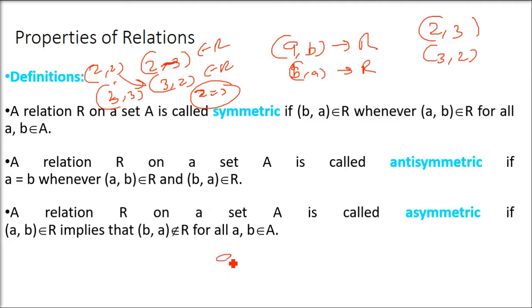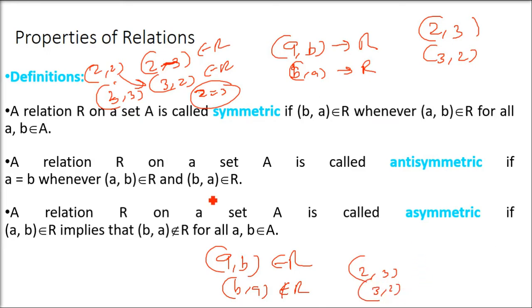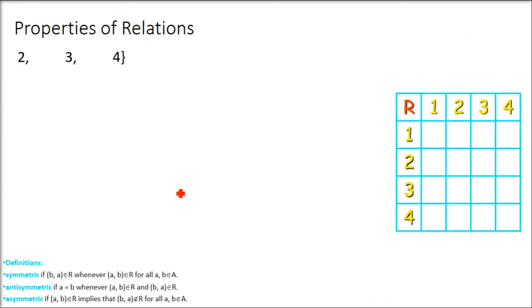Asymmetric: if (A, B) belongs to a relation, (B, A) should not belong to this R. If (A, B) is belonging, (B, A) should not be there. This is asymmetric. Let us take a question here.